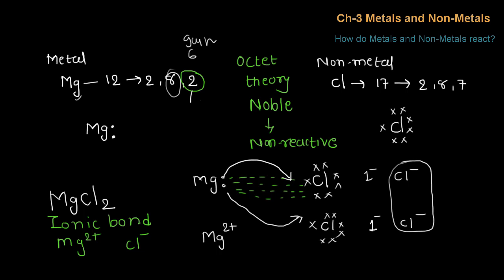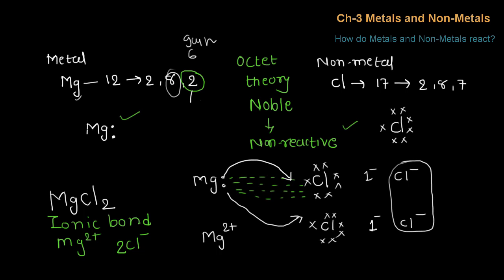Here magnesium is combined with 2 chlorine, so we write 2 Cl minus ions. Now the compound in which there is an electrovalent bond, we call an electrovalent compound, or we can say an ionic compound. Where can you find it? Between metal and non-metals. So in this way metal and non-metal react. We will see another example of this. I hope you have understood from magnesium and chlorine.